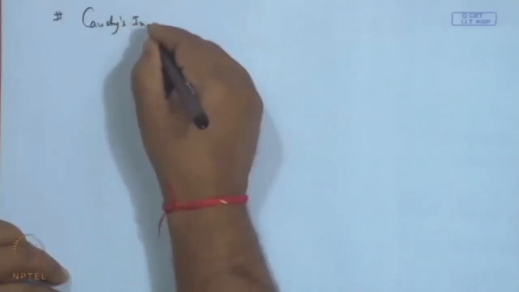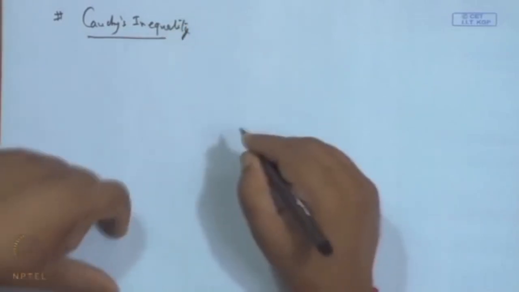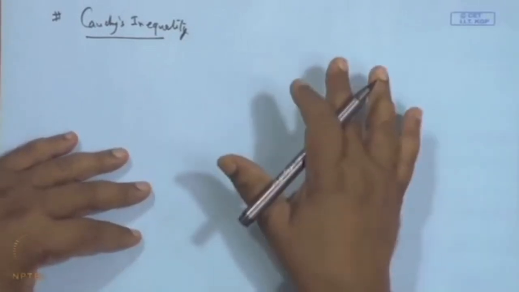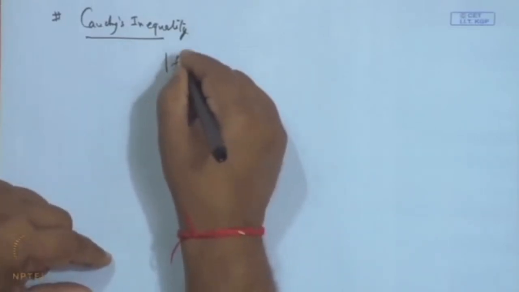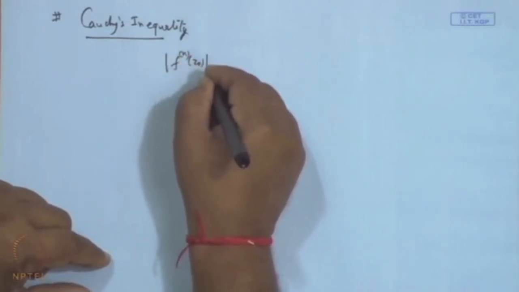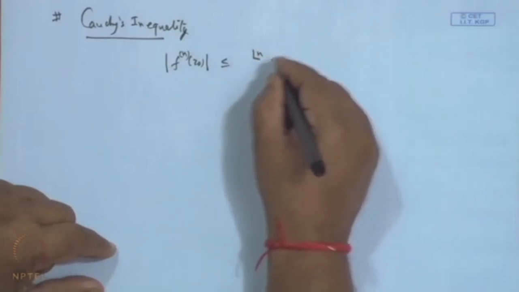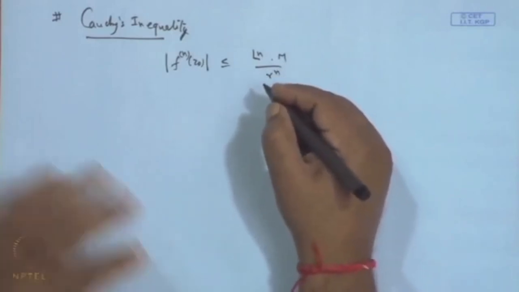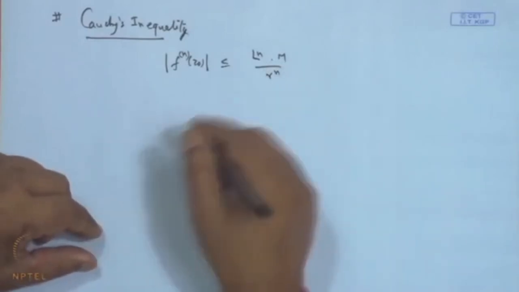Cauchy's inequality. What this Cauchy inequality says is, the modulus of f^(n) at a point z naught is less than or equal to factorial n into M divided by r to the power n, where we choose C in a circle with center z naught.